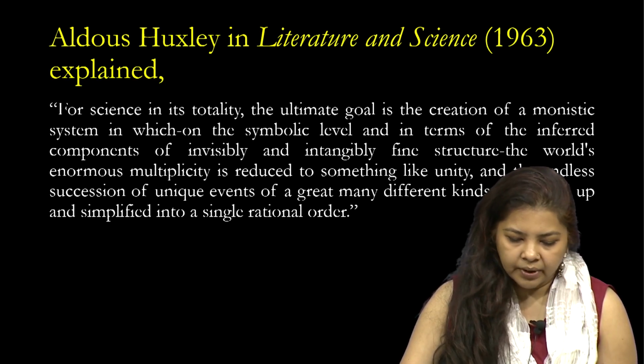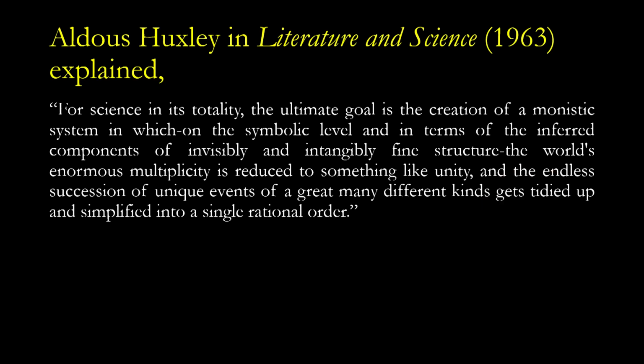So, let us see how it has been seen in history. Aldous Huxley in Literature and Science in 1963 explained, for science in its totality the ultimate goal is the creation of a monistic system in which, on the symbolic level and in terms of the inferred component of invisible and intangible fine structure, the world's enormous multiplicity is reduced to something like unity, and the endless succession of unique events of a great many different kinds gets tied up and simplified into a single rational order.